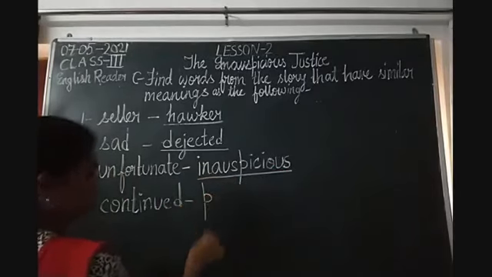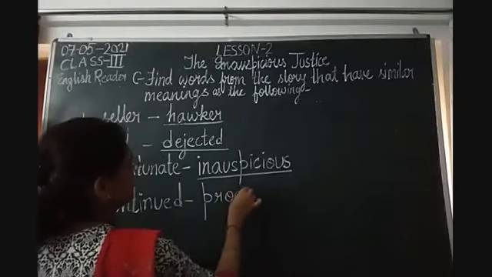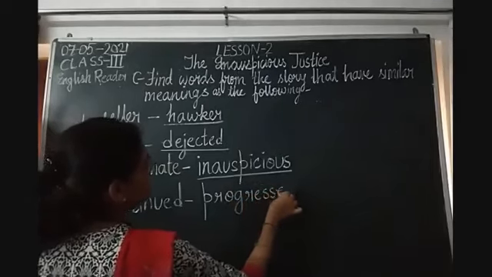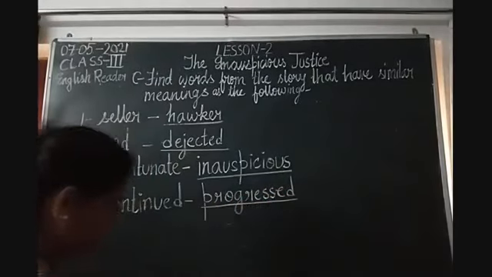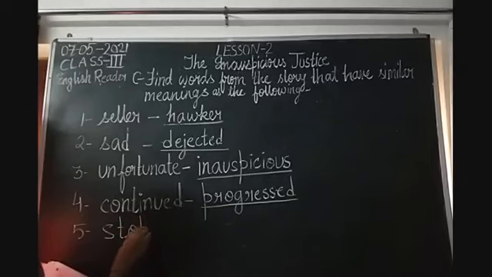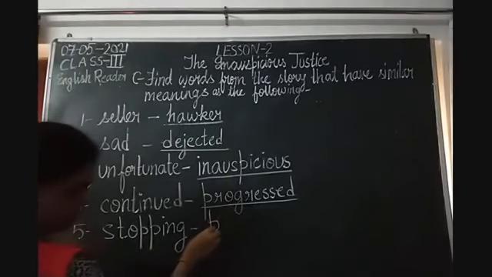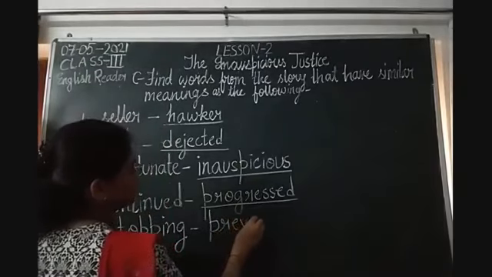So the word is progressed. P R O G R E double S E D, progressed. Fine. And the last one, stopping. The similar meaning word starts with P, and the word given in the lesson is preventing.